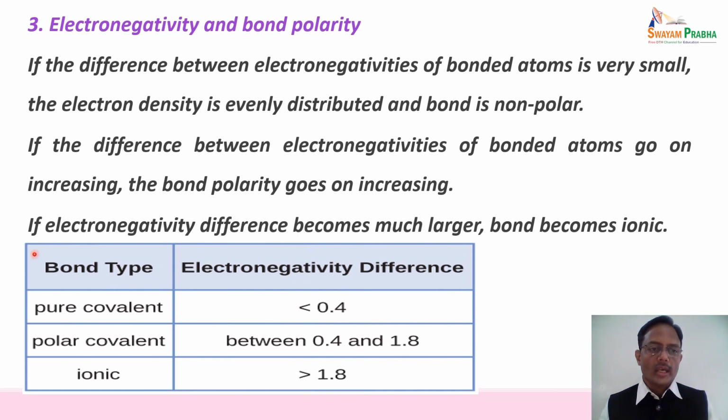Quantitatively speaking, if the electronegativity difference between the bonded atoms is less than 0.4, then we call the bond a pure covalent bond. If the electronegativity difference is between 0.4 and 1.8, we call the bond a polar covalent bond, because there is a polarity induced and the electron charge density is unevenly distributed. Whereas if the electronegativity difference further increases to more than 1.8, we call the bond an ionic type of bond. So electronegativity governs the bond polarity also.